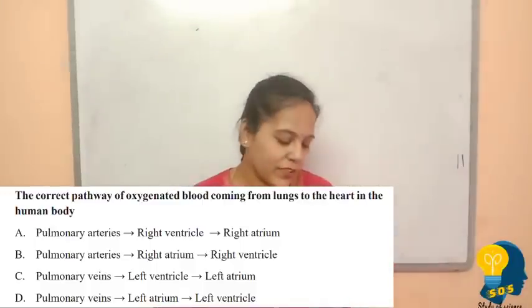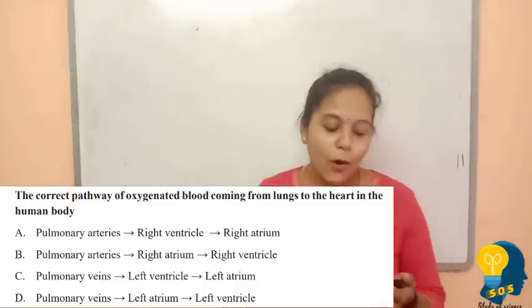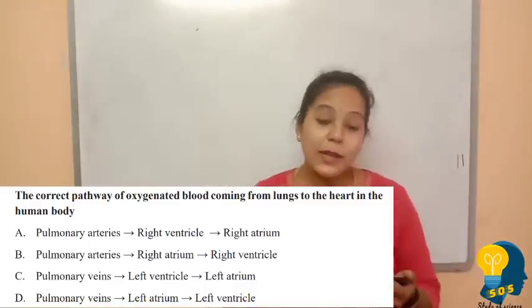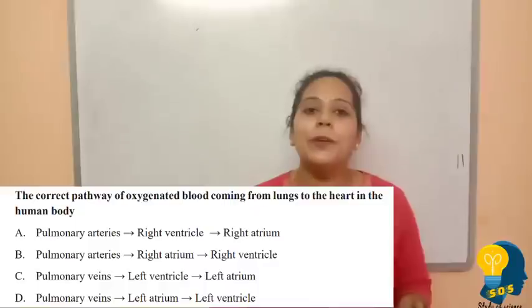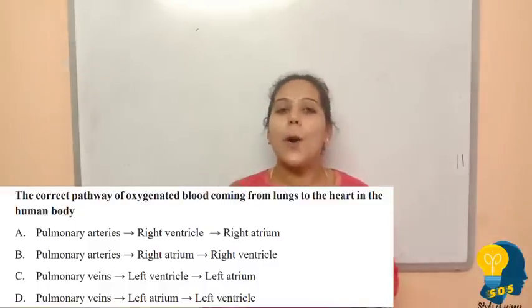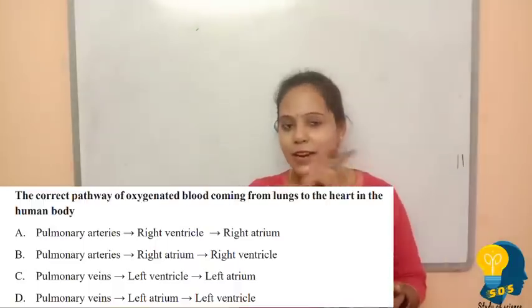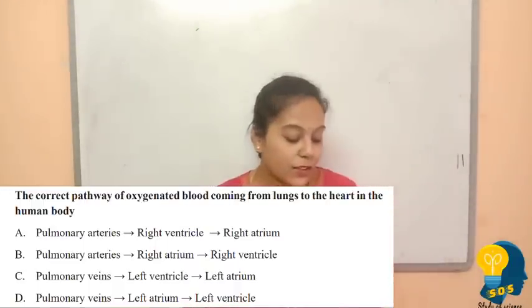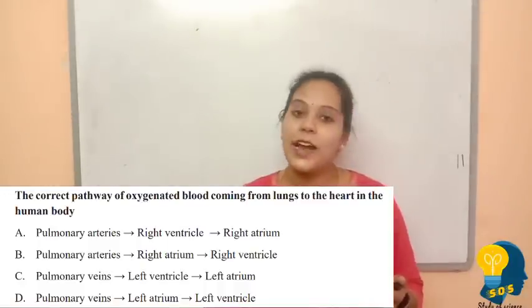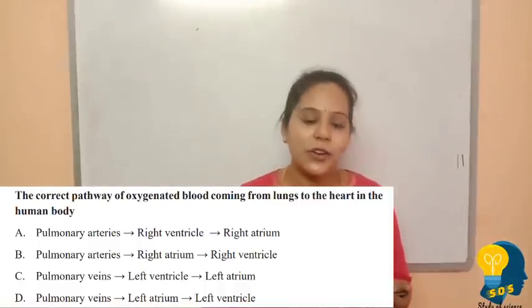And the next question is: the correct pathway of oxygenated blood coming from the lungs to the heart in the human body. You can check out the options on the screen. As the options are very lengthy and it takes a lot of time, I will display them on the screen only. The first option is pulmonary arteries to right ventricle and then to right atrium.